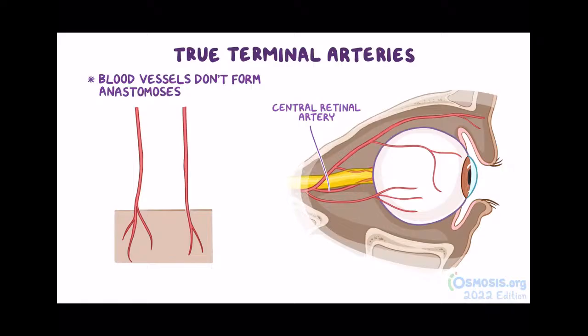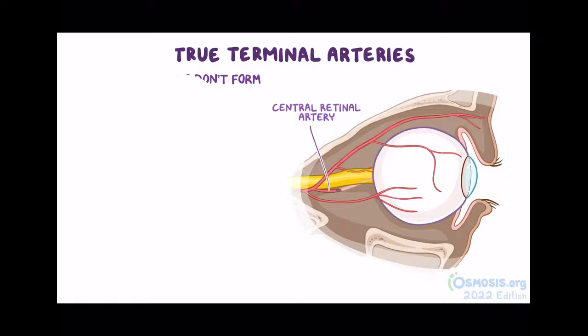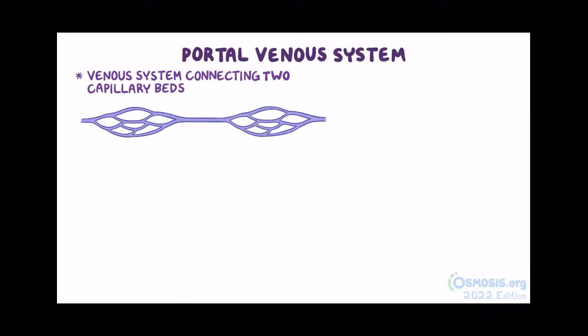Since there is no anastomosis here, a blockage in the central retinal artery can cause blindness. Now, blood may also flow through two capillary beds before reaching the heart. The venous system connecting these two capillary beds is called a portal venous system.